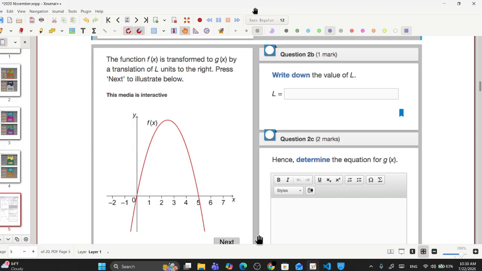The function f of x is transformed to g of x by translation of L units towards the right. Press next to illustrate below. So, I mean, that was quite fairly evident. Where is the transformed graph of g of x? So, basically, the answer was 2 units.